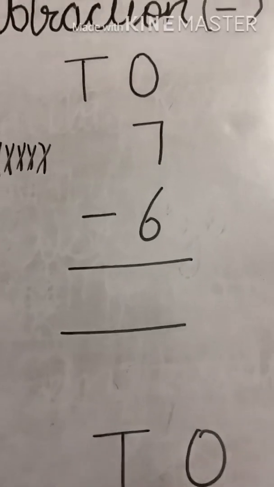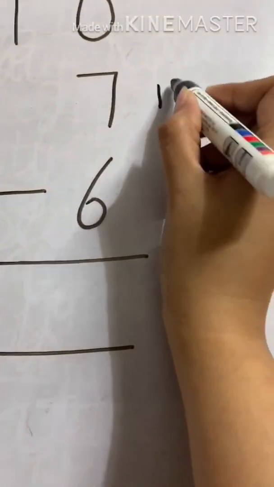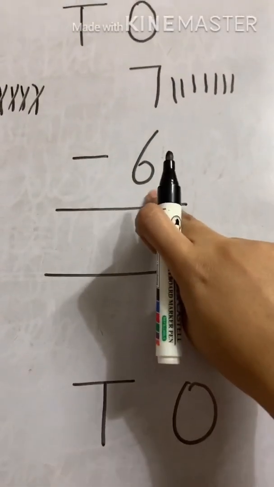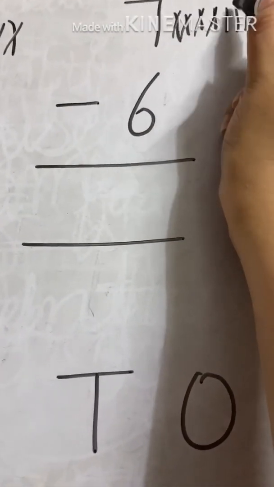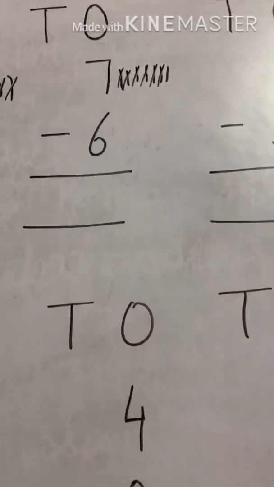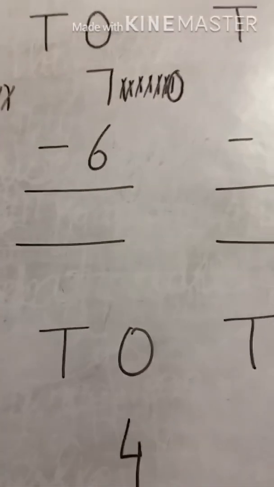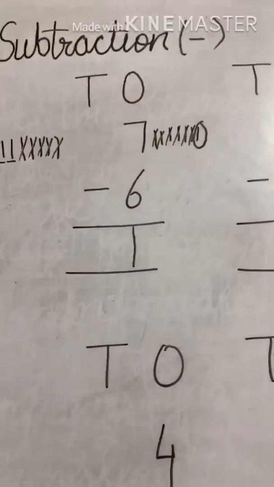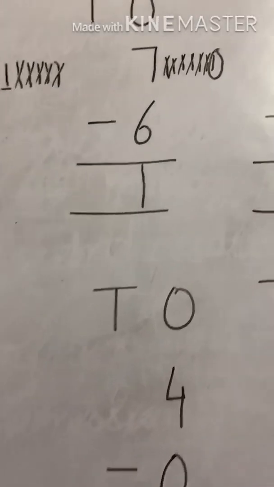Let's do the next one. Here I have written 7 and 6. So how many lines am I going to draw here? 7. 1, 2, 3, 4, 5, 6 and 7. And how many lines will I cross now? 6. 1, 2, 3, 4, 5, 6. How many lines have I crossed now? 6. So can you see how many vertical lines are left? 1. So my answer would be 1 in this case.